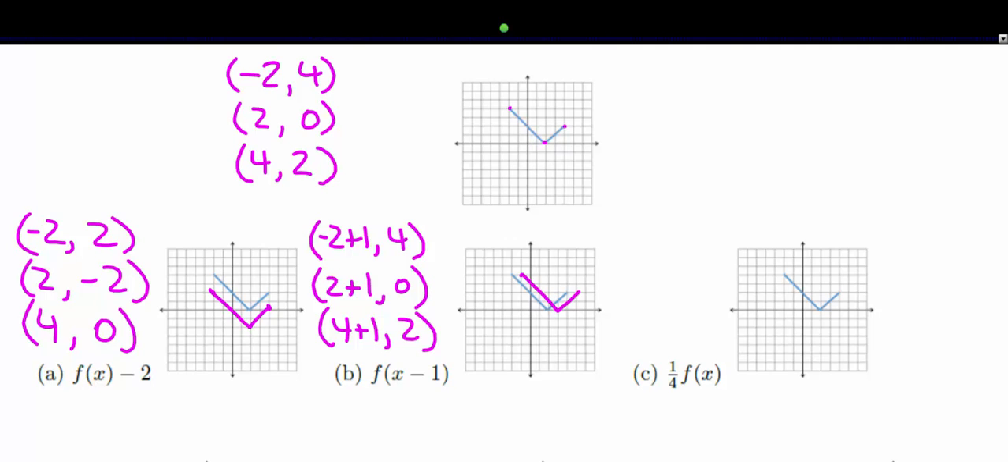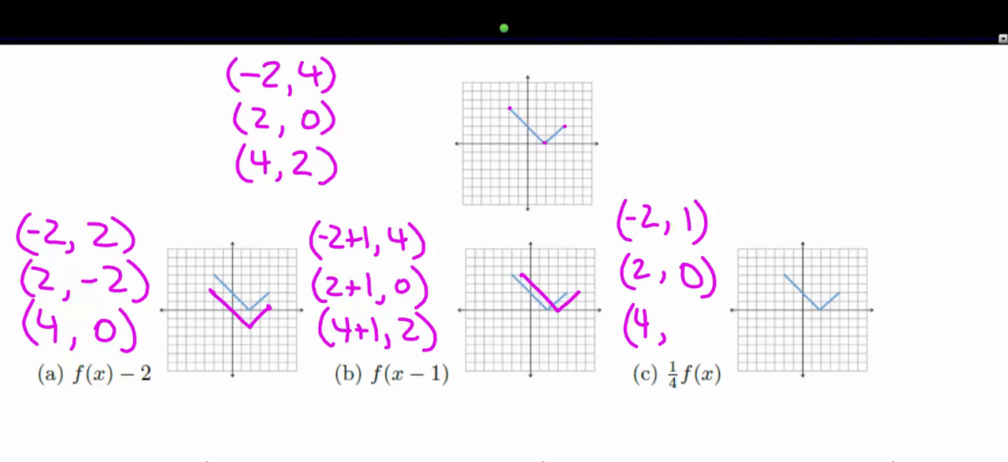Okay. Now this one over here, this one is on the outside. We've got 1/4 f of x. This is actually going to change the shape of the graph. The first one we looked at, A and B, those were rigid transformations. They just pick the graph up and move it. This one actually changes the shape. So it's on the outside. So what we do, the x's don't change. However, all the y's are multiplied by 1/4. We do exactly what it says to the y's.